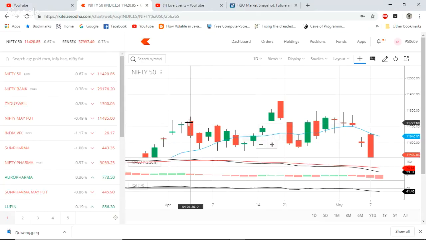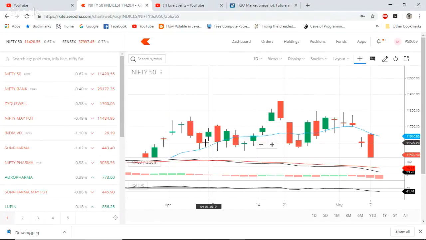Now this width of the candle, this width doesn't indicate anything. You can have it as much as you want. It doesn't indicate anything. Only the height matters.